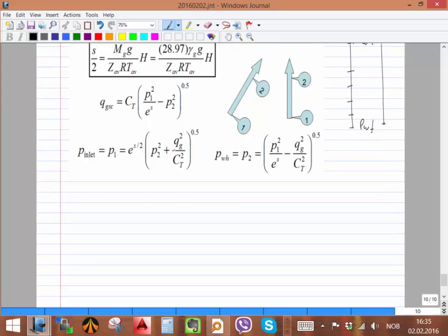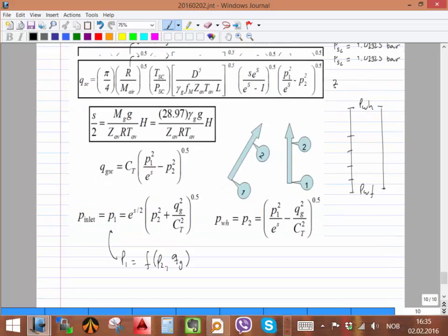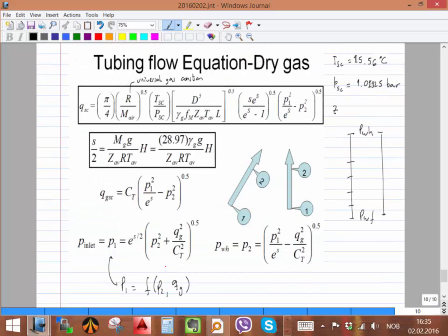But in the end, what is important is that you get this expression: P1 is equal to a function of P2 and Q. And of course, you have two constants, a tubing constant and S, which is an elevation constant. So we can use that equation for the simple case of gas to calculate the pressure drop across a gas well, making the assumptions that we have an average temperature and an average deviation factor.